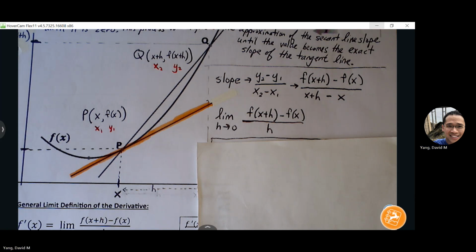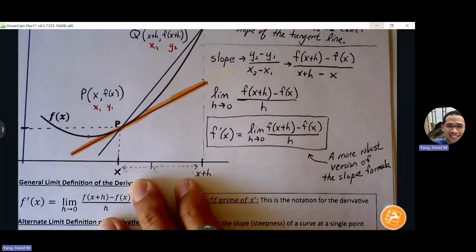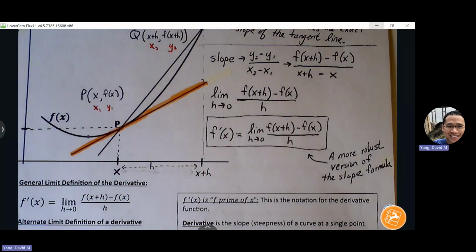So that's how we're able to work around the issue of slope requiring 2 points. We call this the derivative formula. f prime of x is a notation for a derivative function, and this is basically just a more robust version of a slope formula. This allows us to find the slope of a tangent line instead of relying on just an approximation from a secant line. And obviously, if I pick a point really close to point P, I can still get a very good approximation, but it's never going to be the exact slope of the tangent line.